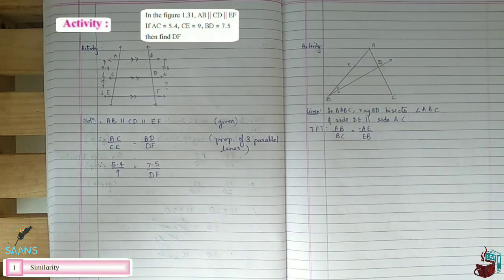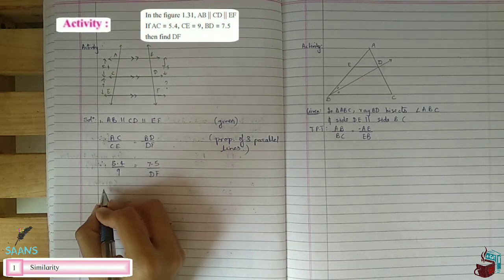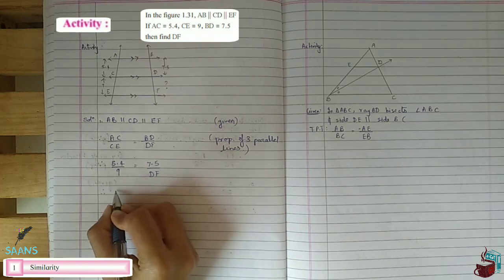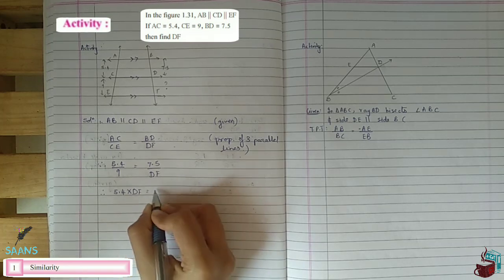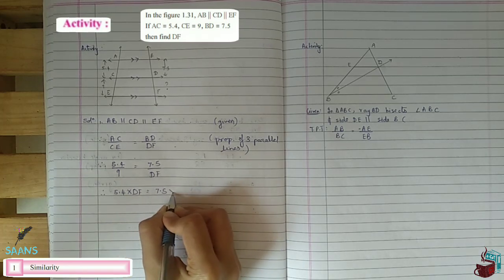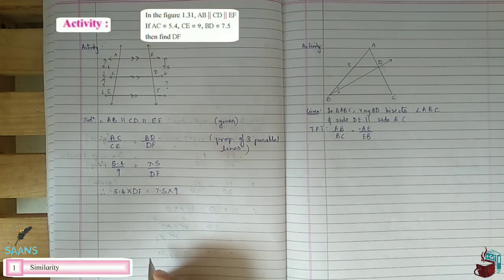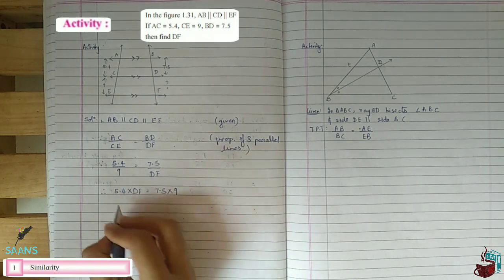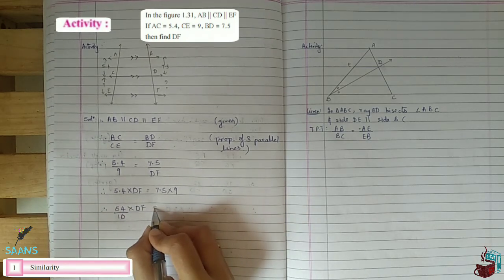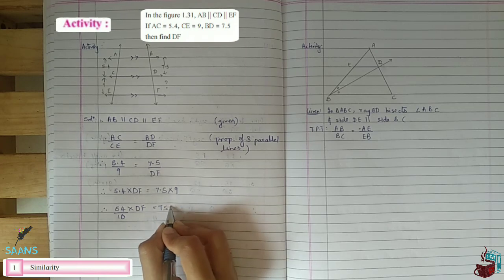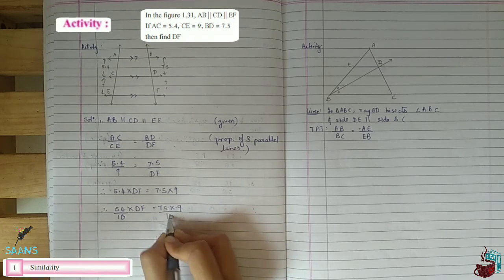Okay, now again you have to just cross multiply. So 5.4 into DF is equal to 7.5 into 9. Now we have to take it down, so before that, as I told you, remove the decimals. It's easy. Into DF, this upon 10 will come, is equal to 75 into 9 upon 10.